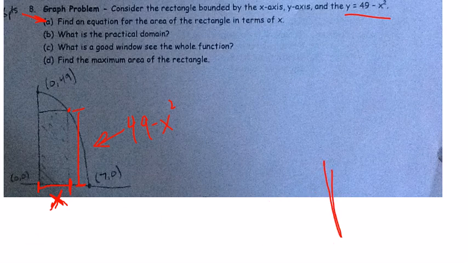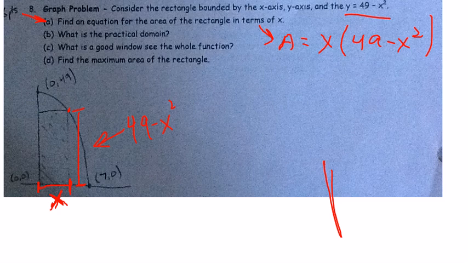So part A asks for the area of that rectangle. So area, in terms of x, area is length times width. So the base of that thing is x, and the height is 49 minus x squared. So that's my answer for A, and I'm good to go there.